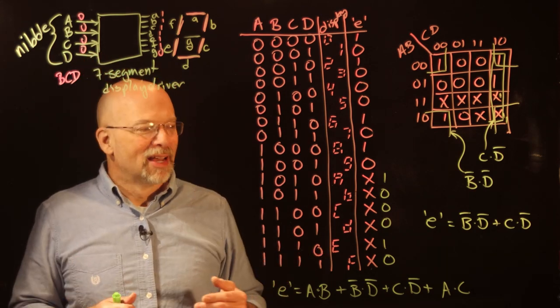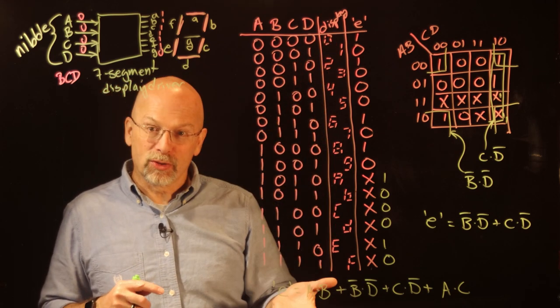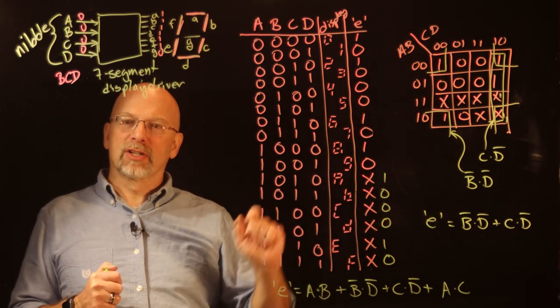So there you have it. Another example of taking a real-world application, coming up with the truth table, using a Karnaugh map to come up with the most simplified sum of products expression we can get.